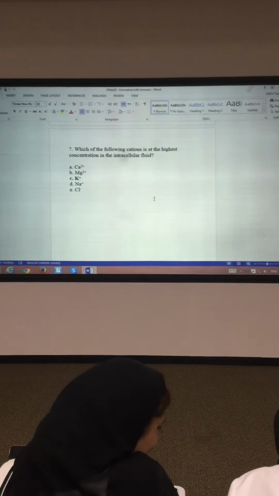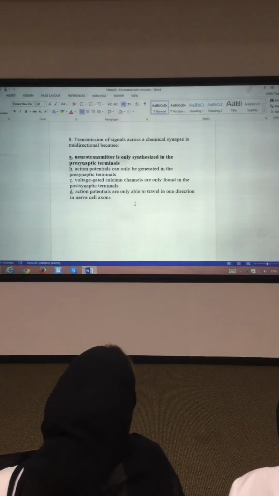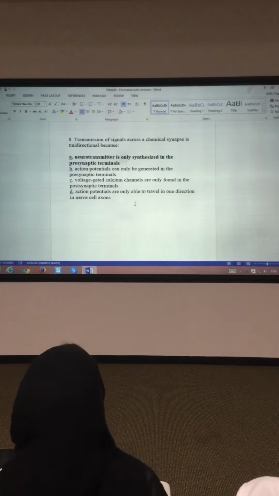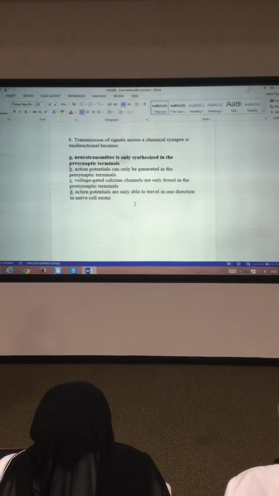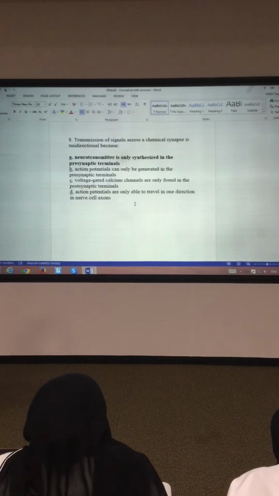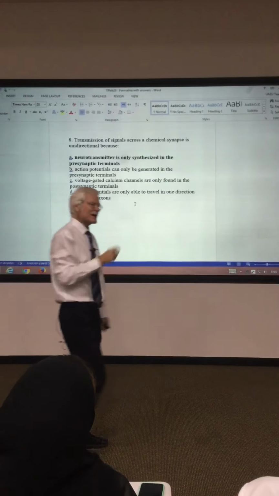Potassium, of course. Intracellular. Number 8. All the answers are similar length, so you can't use that as a criteria. Transmission of signals across a chemical synapse is unidirectional, one way, because.